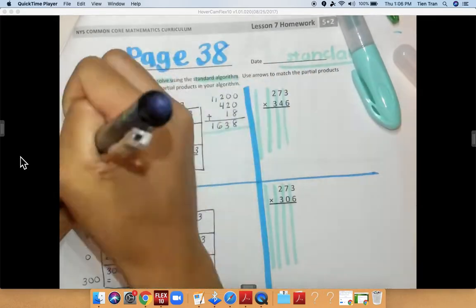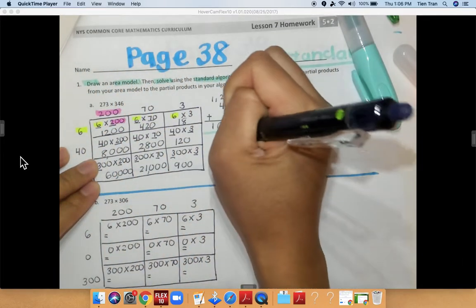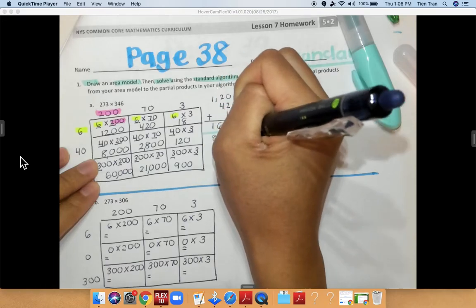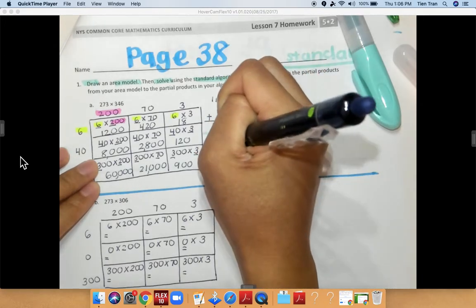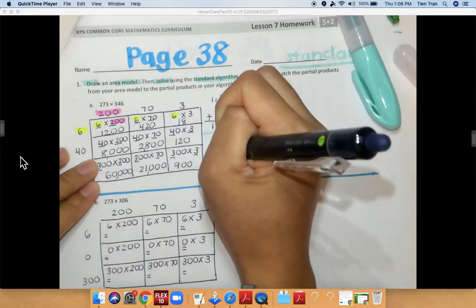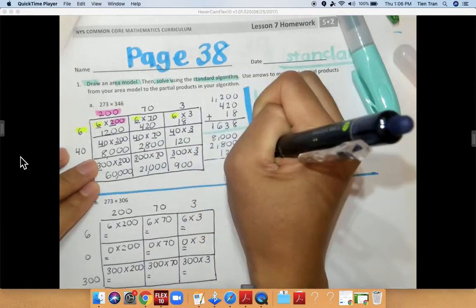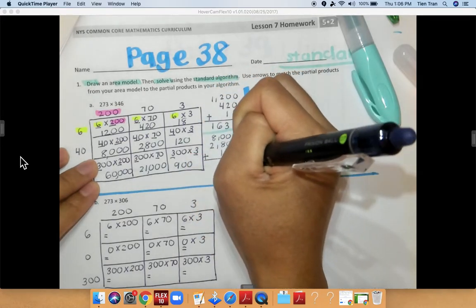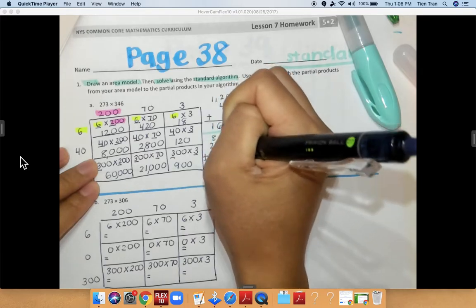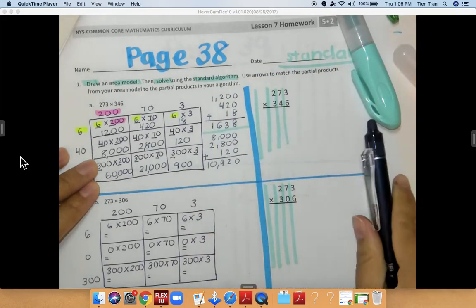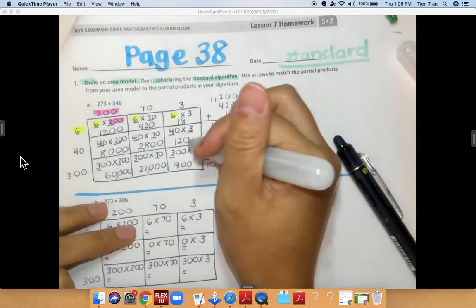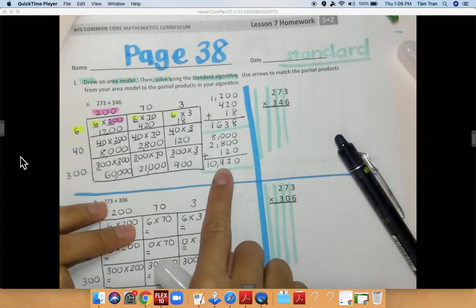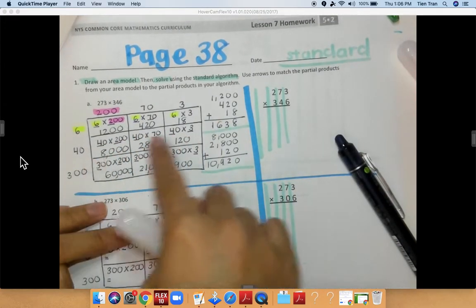We have 8,000, then we have plus 2,800, and plus 120. Add it all together, I get 0, 2, 9, 10. Okay, so this is for the second box right here. 10,920 comes from this right here.